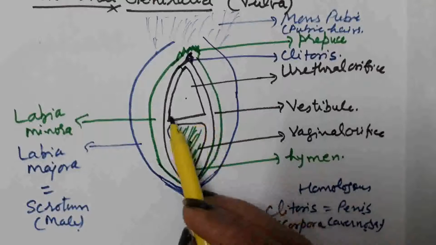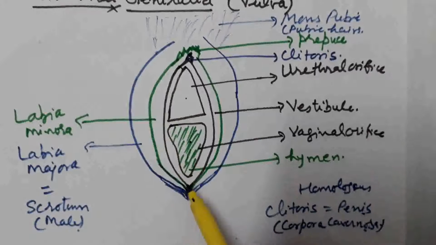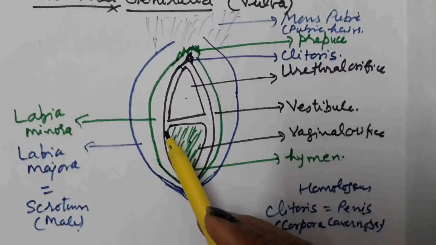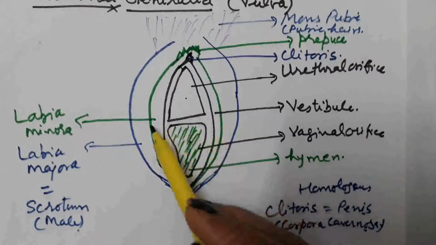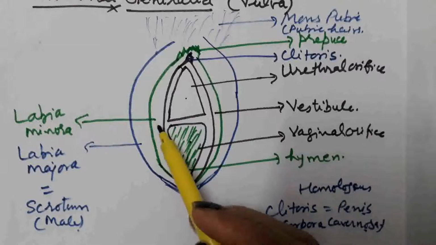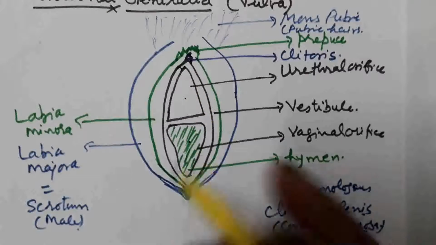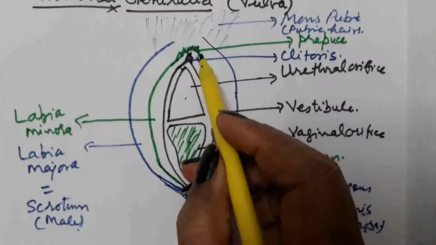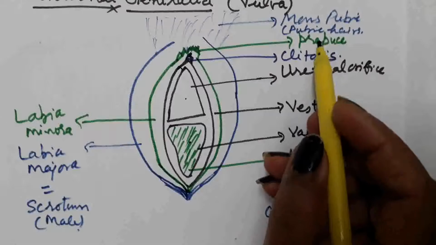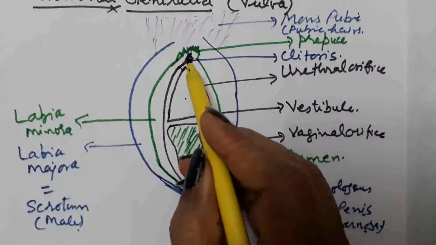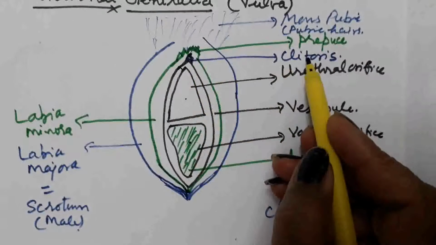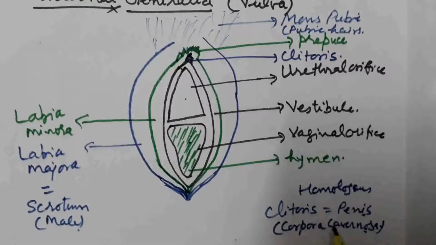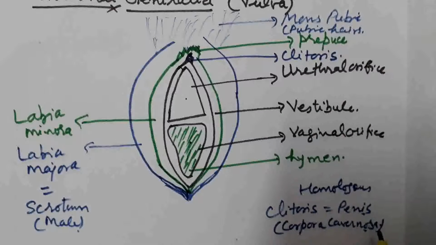Around this vestibule there are two skin folds. These are the mucous skin folds. The smaller skin fold is known as the labia minora. At the anterior end of the labia minora there is a loose skin which we name the prepuce. Prepuce covers a small erectile tissue, that is the clitoris. Clitoris is homologous to the penis. Why are they homologous? Because they consist of the same type of tissue, that is corpora cavernosa.